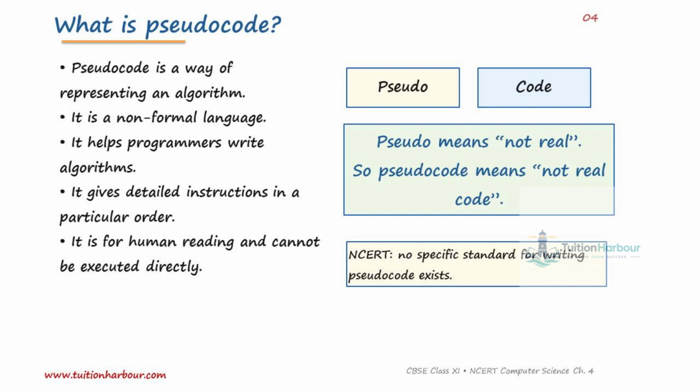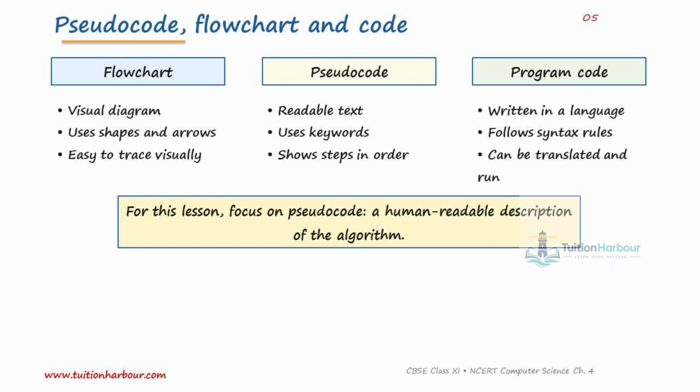Pseudocode is a non-formal way to represent an algorithm. It is meant for human reading and cannot be directly executed by a computer. A flowchart shows logic visually. Pseudocode shows logic using readable text. Program code follows strict syntax rules.